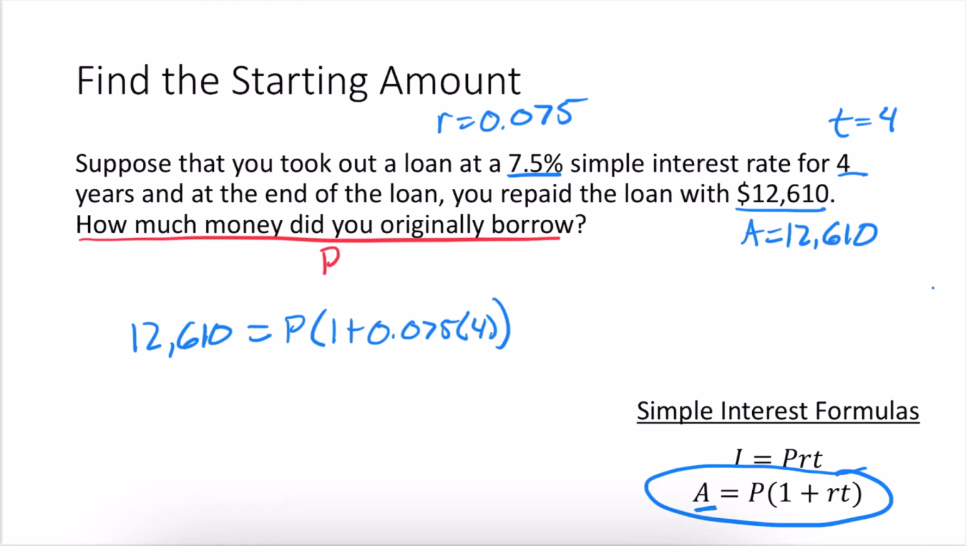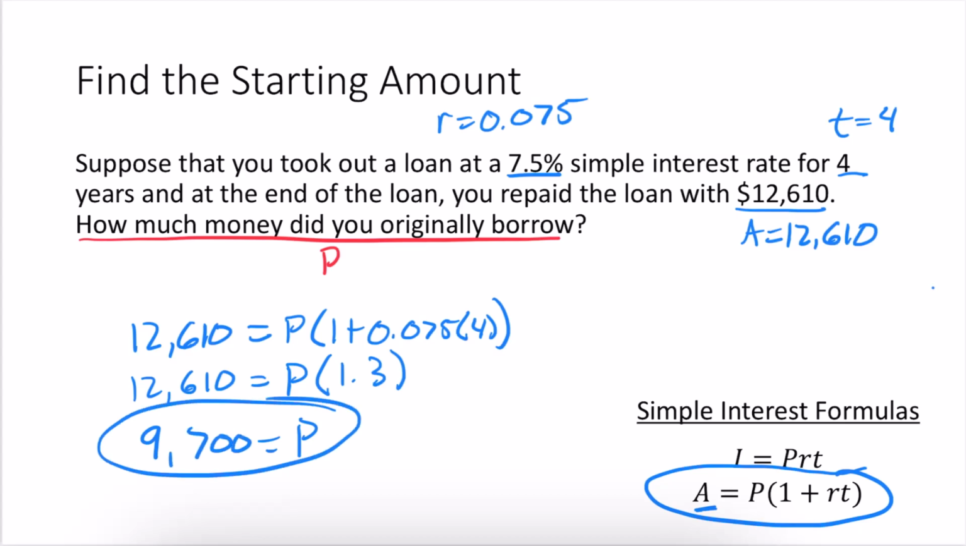So when I do 0.075 times 4, that ends up giving me 0.3, which means that I'm going to be paying 30% interest overall. So I'll have P times 1.3 equals 12,610. So to find out what P is, I'm going to divide both sides by 1.3, and that gives $9,700. And so this is the amount of money that I initially borrowed, and that would be the answer to the question that they asked.